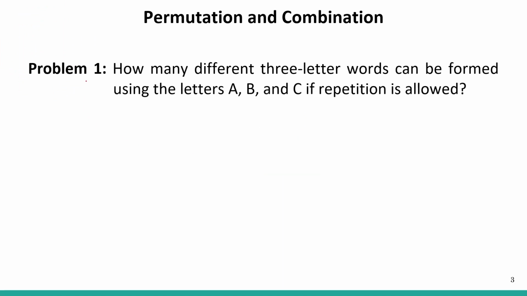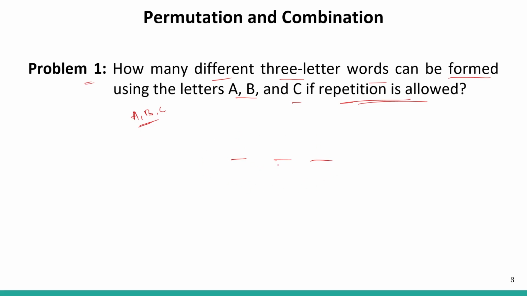Problem number 1. How many different 3-letter words can be formed using the letters A, B and C if repetition is allowed? The only options we have are 3 options. The pool has A, B and C, from which we can choose the letters, and we want to make a word consisting of 3 letters.